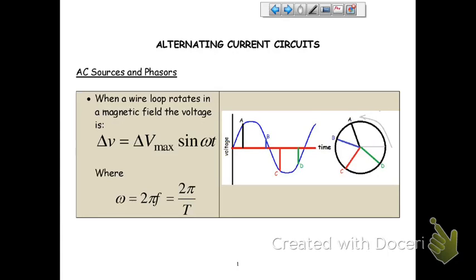So let's begin with the first bit, sources of AC. AC just means alternating current, but it applies, you can have an AC voltage, alternating current voltage. It's just AC means alternating. And we can talk about phasors.